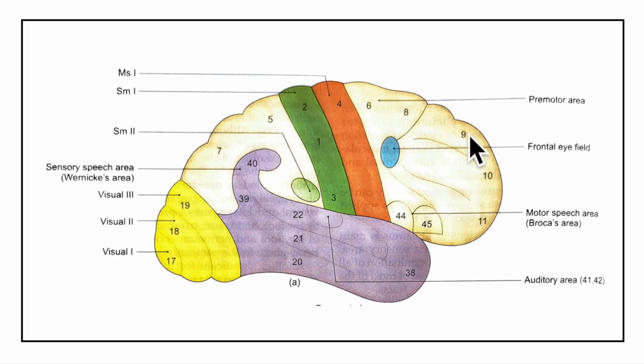Now this area is connected to other areas of the cerebral cortex, the corpus striatum, thalamus and also hypothalamus. It is also connected to the cerebellum through the pontine nuclei. Now what are its functions? It controls the emotions, concentration, attention, initiative and judgment.